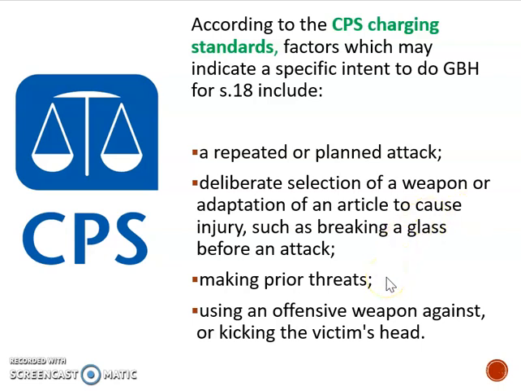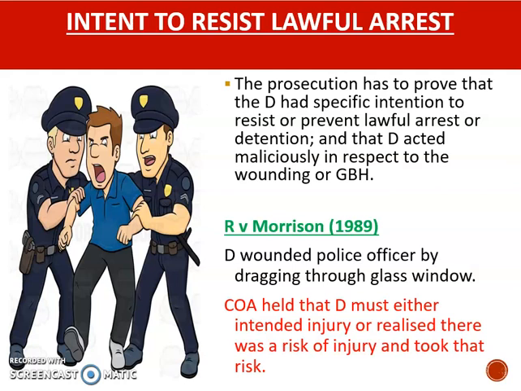And another thing that indicates a Section 18 is using a weapon or kicking the victim's head. Because if you're kicking the head, clearly you're intending serious harm. The other way to commit a Section 18 is that they didn't intend really serious harm, but they wounded or caused GBH on a police officer whilst resisting arrest. And that means if they'd done this on a normal person, it would be a Section 20, but because it's a police officer, it automatically becomes a Section 18.